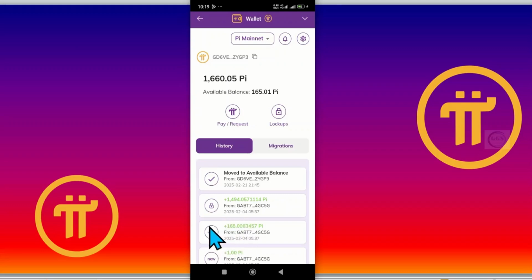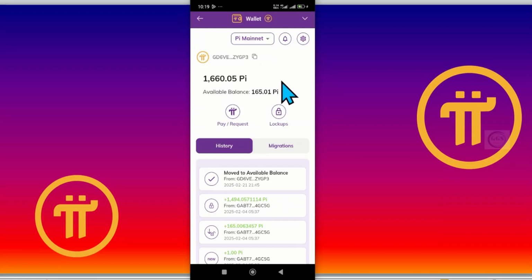This is the amount released, 165, whereas the remaining 1,494 is locked up. So one may be wondering, why is it that only a little is released into this wallet while the remaining is locked up? For you to understand how this was done properly, you need to go back to history.